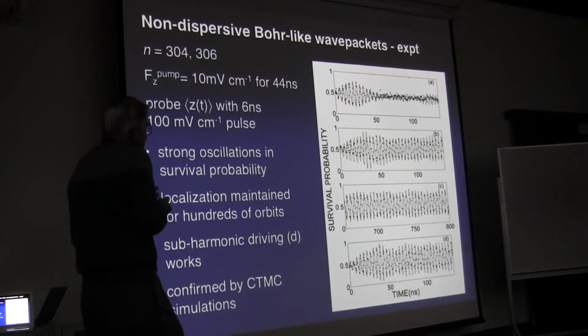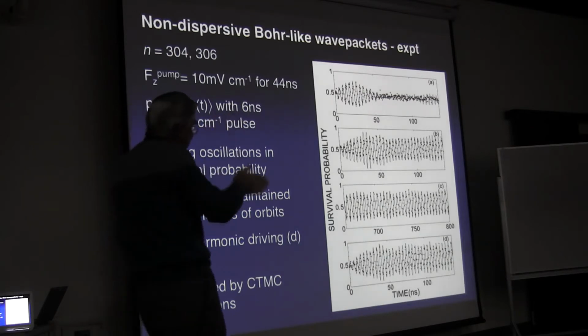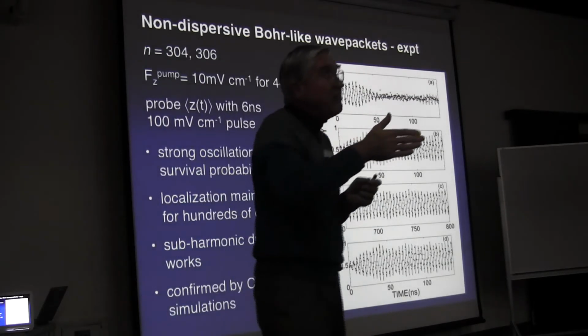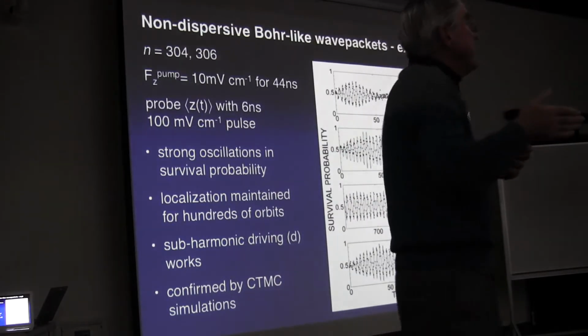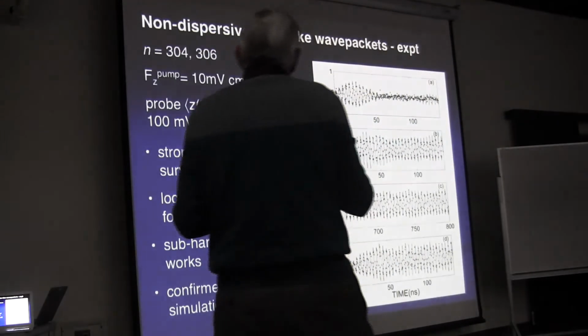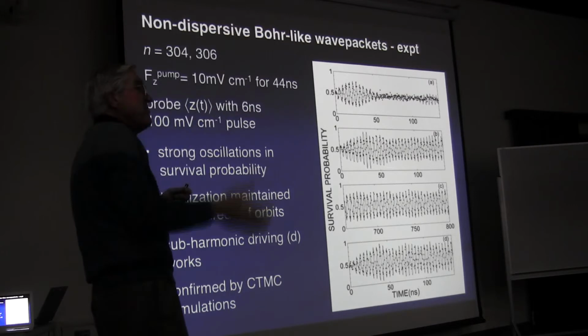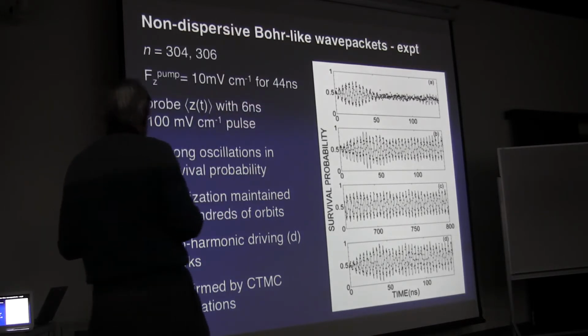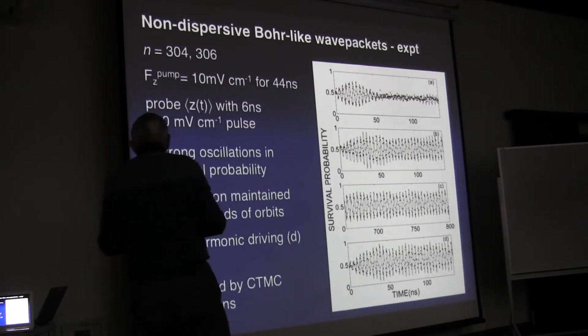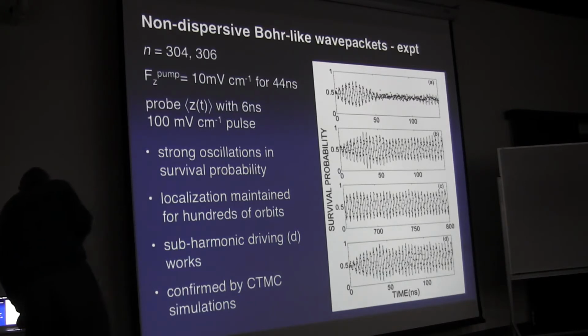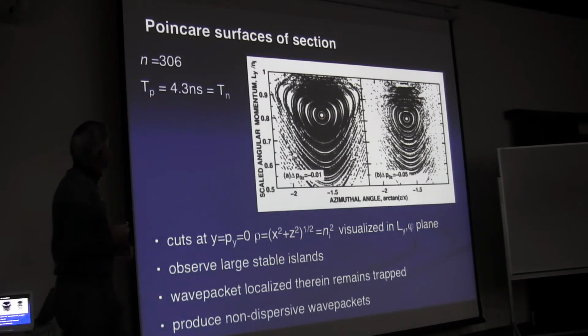Now, you can maintain localization by driving it at the Kepler frequency. Remarkably, you can also do it if you drive at the subharmonics: if you drive it once every 2 cycles, or once every 3 cycles, or once every 4 cycles. Now, how does this work? How is it that we can actually get it locked in?